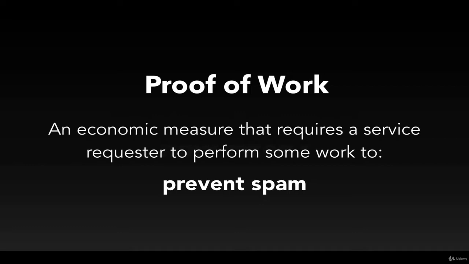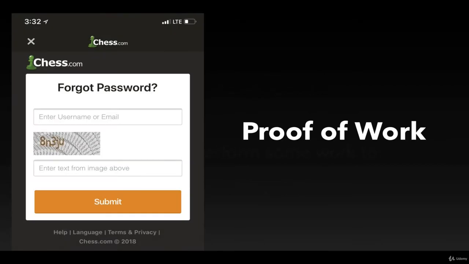Okay. I forgot. Proof of work is an economic measure that requires a service requester to perform some work to prevent spam. And why would we want to do this? Well, before we talk about it, let's talk about a type of proof of work that we might be familiar with, and that's CAPTCHAs. So you might have experience with filling out these not so annoying little number and letter puzzles. The reason they're here is because they're hard for a computer to solve.